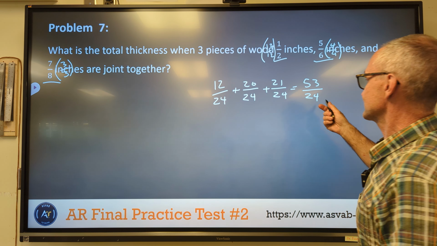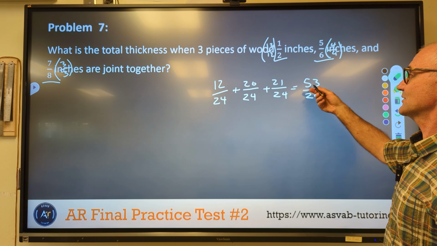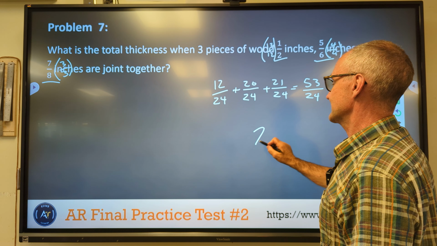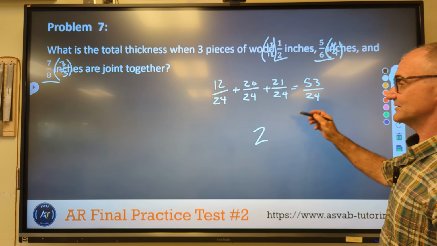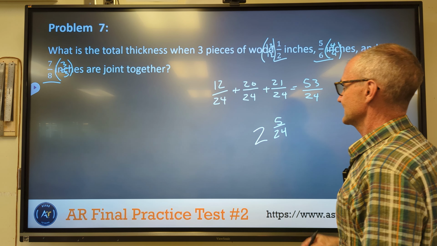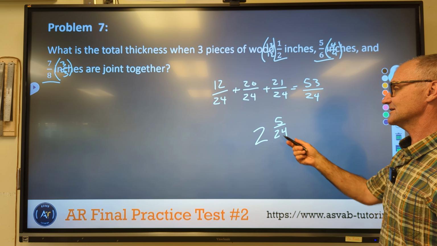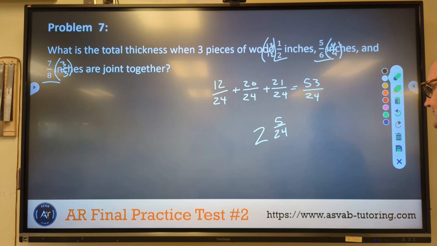Kind of a funny number to leave like that if you're working with wood. So I could see that 24 would go into 53 twice. That would give me 48. 48 to 53 is 5 24ths. See if I can reduce that fraction at all. I can't. So there's my answer right there, 2 and 5 24ths.